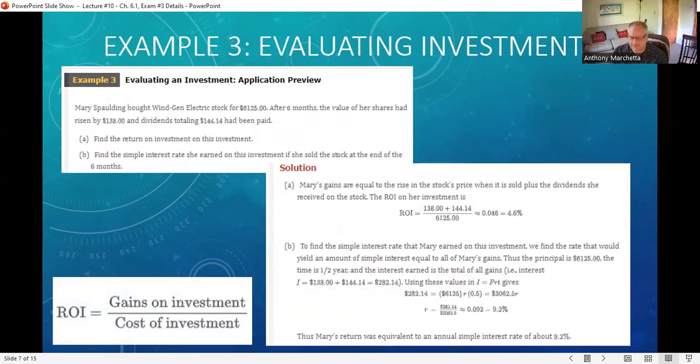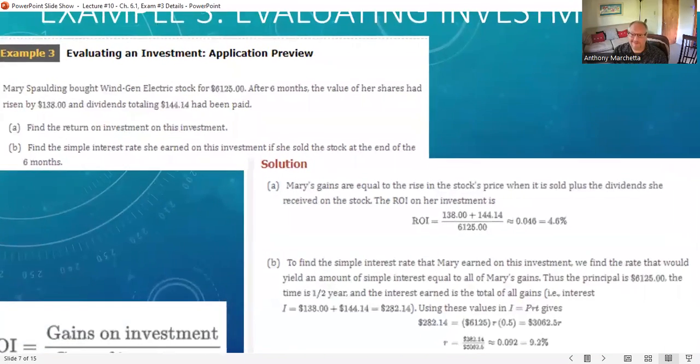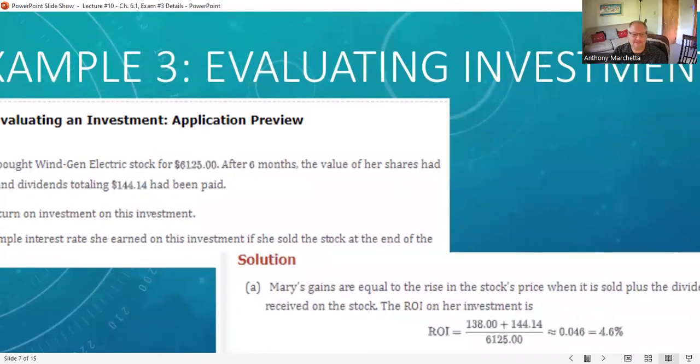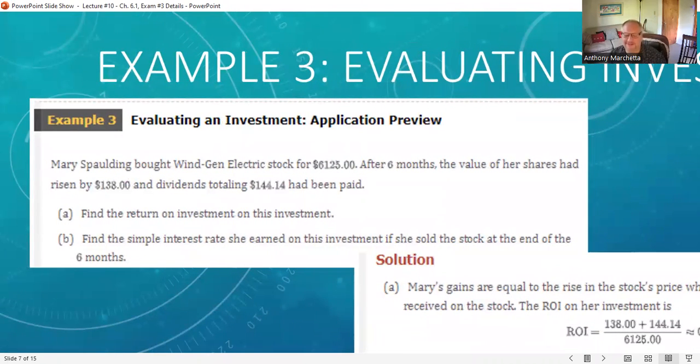All right. So example 3 is Mary Spalding. It's funny her name is Spalding. I know somebody whose name is Spalding. Mary Spalding bought WindGen Electric stock for this much money, right? And we have a funny figure there. After 6 months, the value of her shares had risen by $138, and dividends totaling $144.14 have been paid. Find the return on investment.